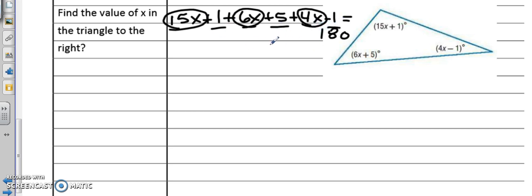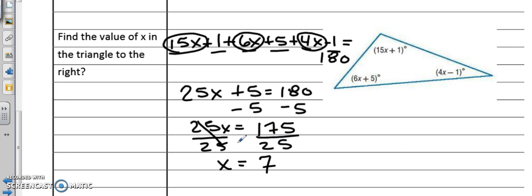You need to combine some like terms, do a little subtraction, a little division, and that's going to get you to x. So if you could pause the video and go ahead and try to work through this algebra equation, and then check your work when you're finished and restart it.